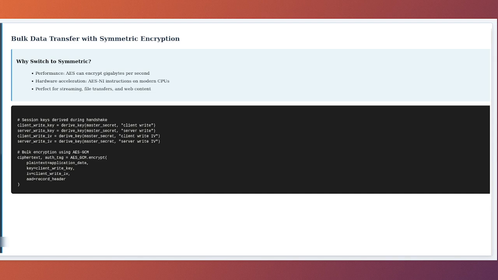During the handshake, both parties derived identical session keys. Actually, it is typically multiple keys. One for client-to-server encryption, one for server-to-client encryption, and additional keys for message authentication. This separation ensures that even if one key is somehow compromised, the damage is limited. These keys are used with symmetric algorithms like AES-GCM, Galois/counter mode, or ChaCha20-Poly1305.